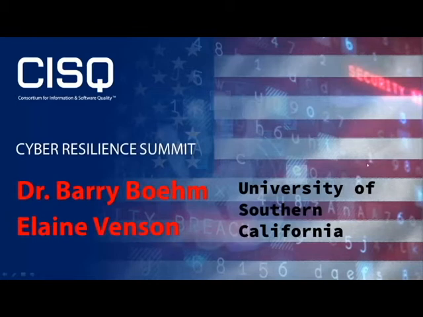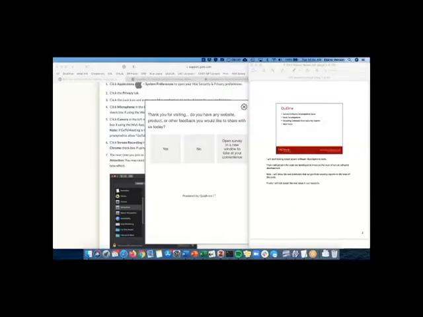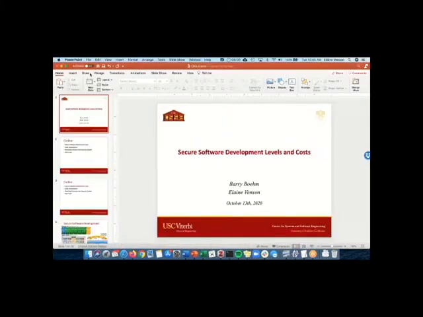So this is work being done by Dr. Barry Boehm and his doctoral student Elaine Venson at the University of Southern California, in the Center for Systems and Software Engineering. Most of you know Barry Boehm. He's one of the fathers of the field of software engineering. In fact, you've seen a couple of slides today that showed the ISO 25000 product quality model. The first such model was developed by Barry and his colleagues at TRW back in the 1970s. And it was really an improvement on all the models that have been developed since.